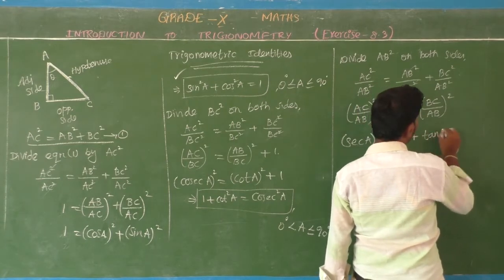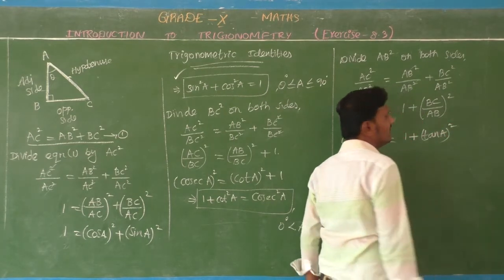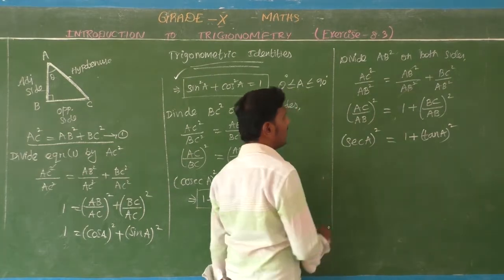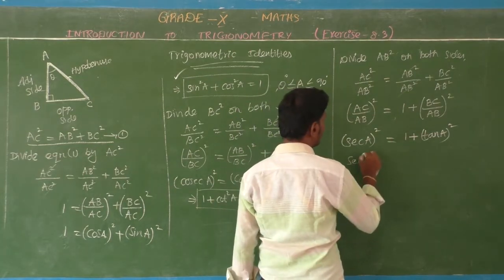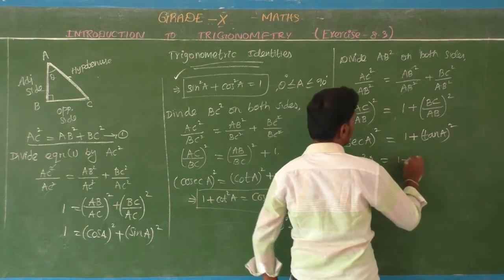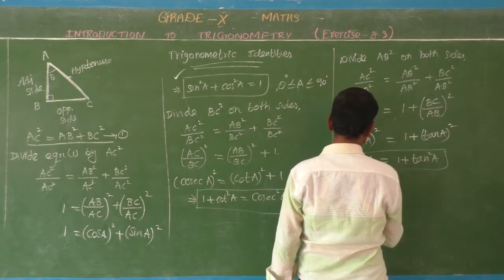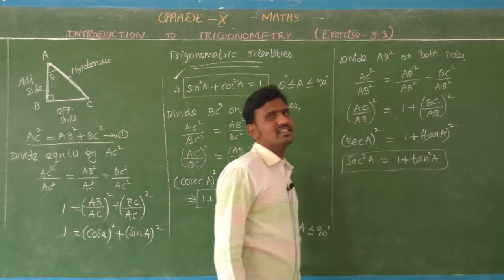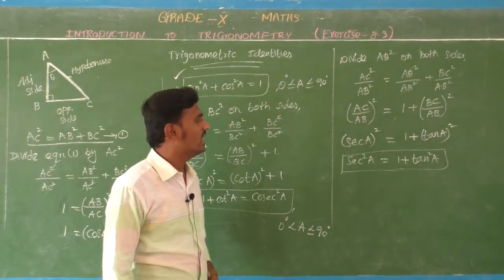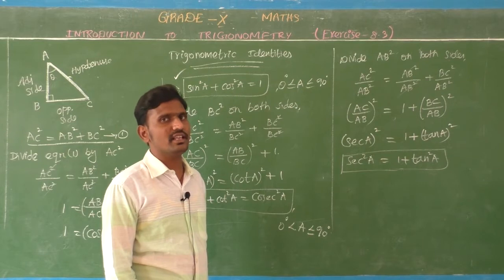So tan A the whole square. Now if you are going to square that, we get secant square A is equal to 1 plus tan square A. Secant square A equal to 1 plus tan square A, or 1 plus tan square A equal to secant square A.